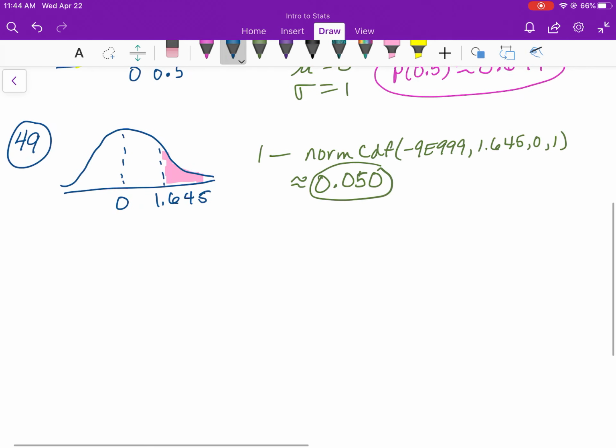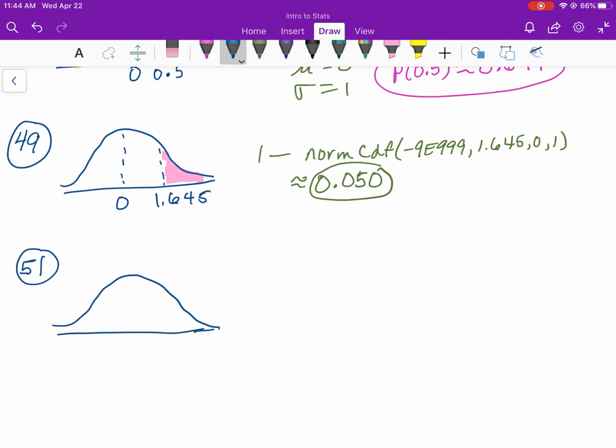And finally, on number 50, 51, if I want to go in between two, so this one has the mean in the middle again, negative 0.5 to 1, I'm going to find the area for 1, or the probability for 1, and I'm going to subtract the probability for negative 0.5. Remember, you're taking the larger area minus the smaller area to get that overlapping region, or to get that region in the middle. So it would be the larger area minus the smaller area.